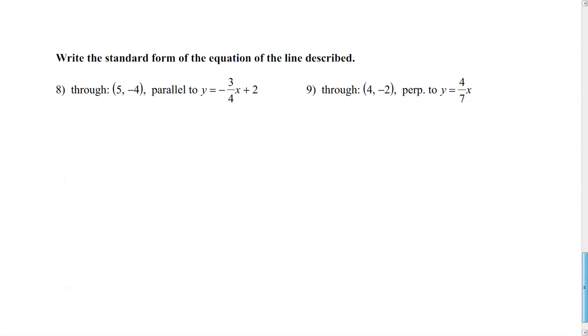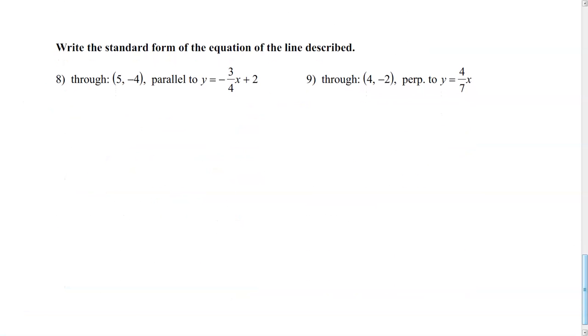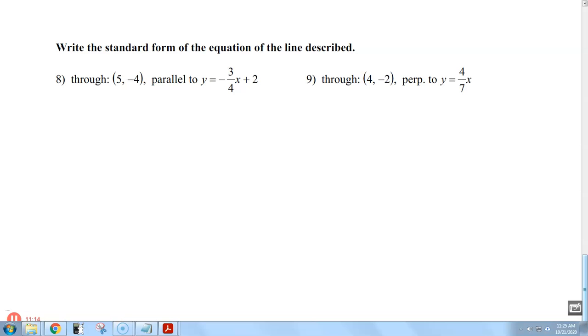A couple more. Got to do the old parallel perpendicular bit. No big deal. So again, we start off in slope-intercept form. And I want to be parallel to this dude. Well, parallel means I got to be the same slope. So my line is going to be y equals, I'm kind of a copycat here, y equals -3/4 x. Don't know my b.